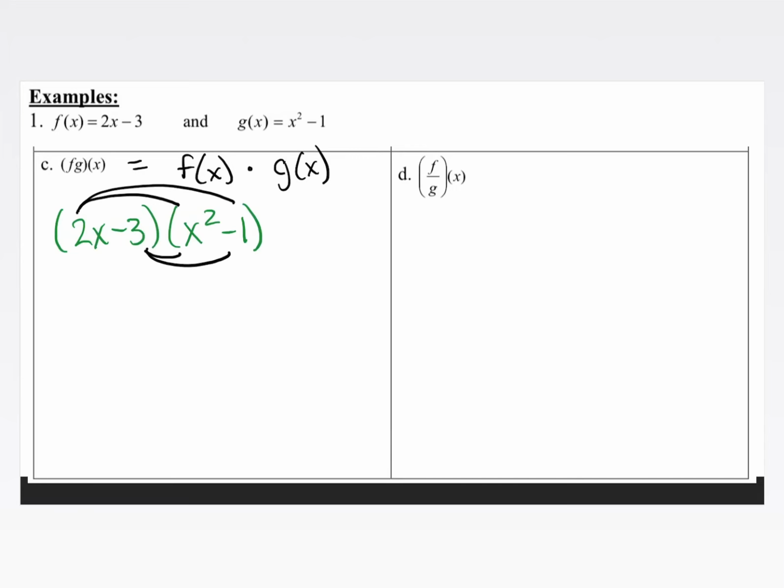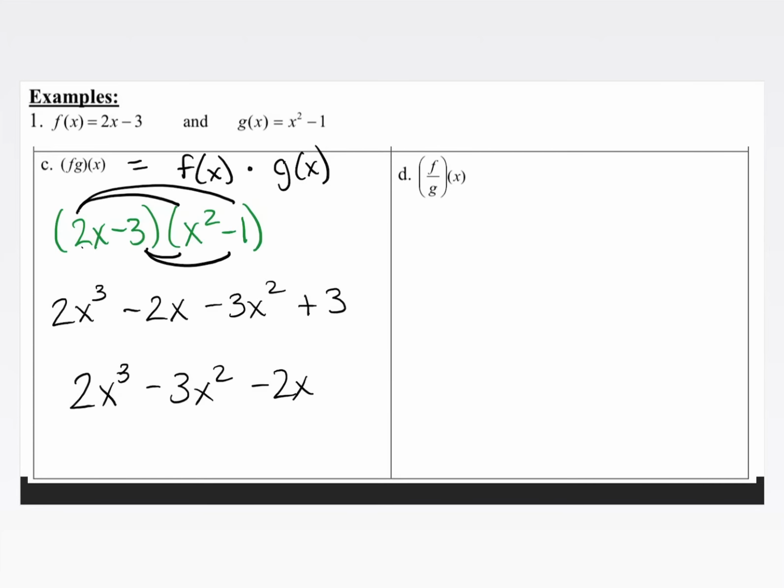2x times x squared gives me 2x cubed. 2x times -1 gives me negative 2x, I apologize. Negative 3 times x squared gives me negative 3x squared. And negative 3 times -1 gives me positive 3. Now we can write it in standard form in decreasing order. So we have 2x cubed minus 3x squared minus 2x plus 3.